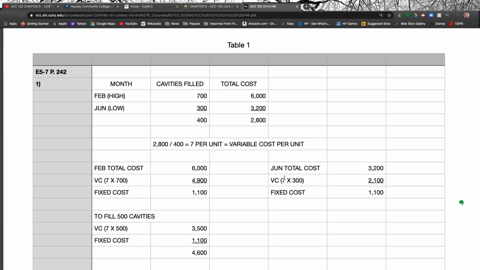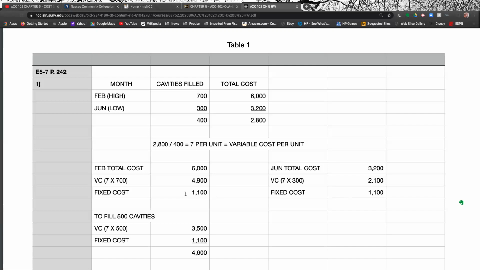We do the same thing for June. For June, the total cost was 3,200. The variable cost is 2,100, $7 per unit times 300 units. The fixed cost is 1,100, right? So we get 1,100 here and 1,100 here. The fixed cost is 1,100.